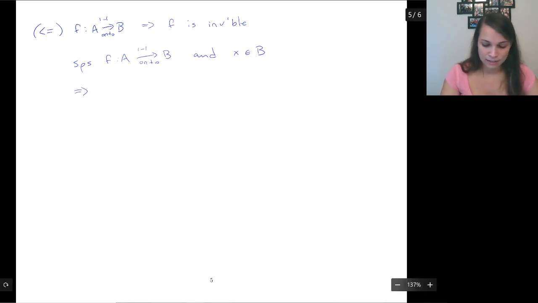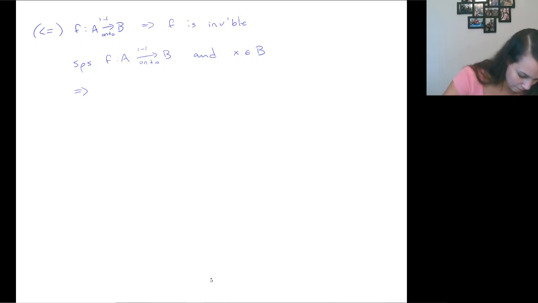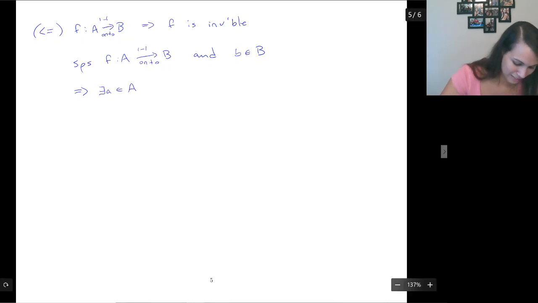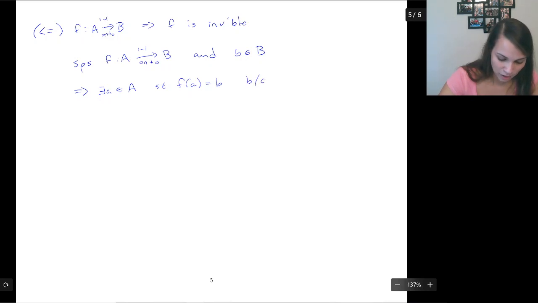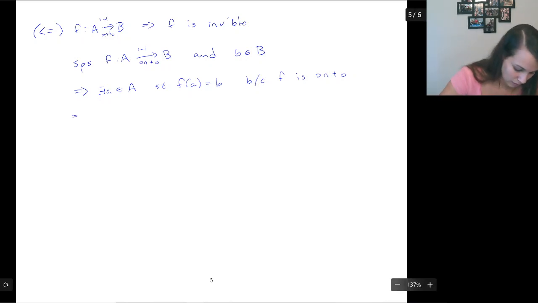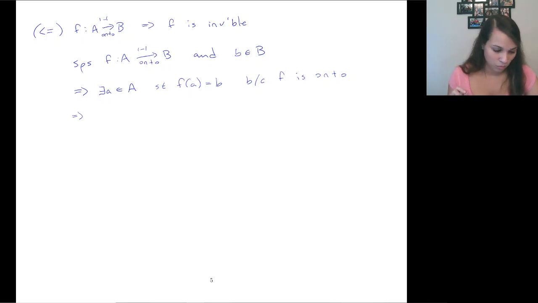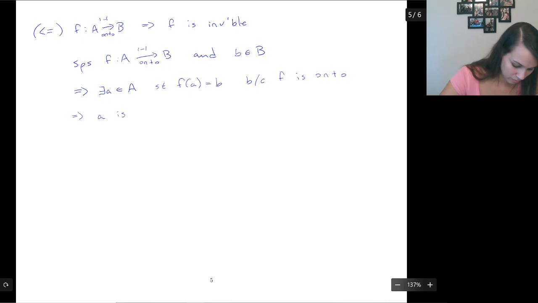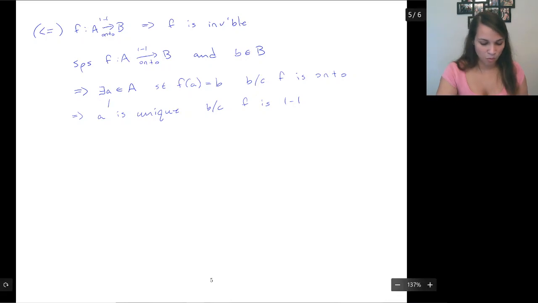Okay, so since there is a B in the codomain, I know that there exists A in A, or sorry, not X, B, such that F of A equals B. Why do we know that? Because F is a bijection, specifically F is onto. Then what's cool is that A is going to be unique. Why is it unique? Because F is also one-to-one. So we can't have more than one A mapping to this B, otherwise it breaks one-to-one.